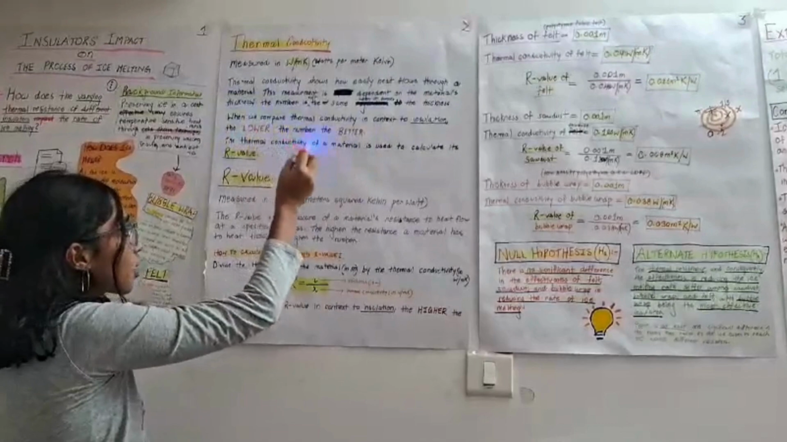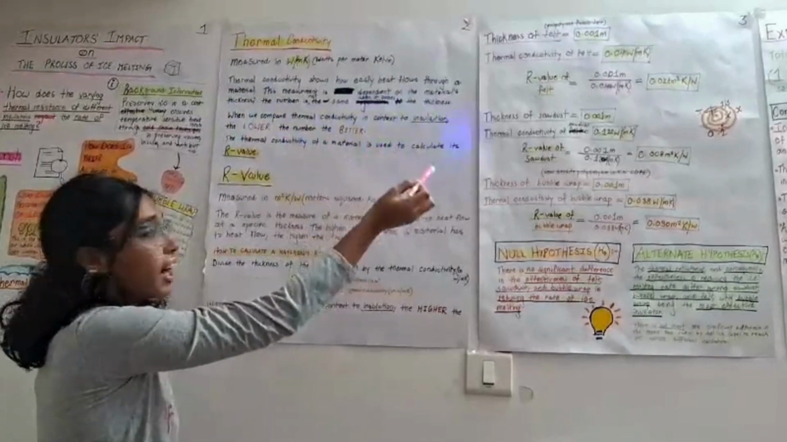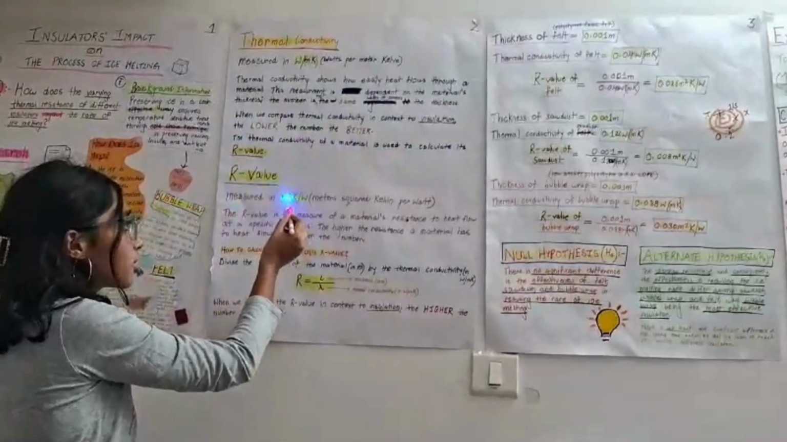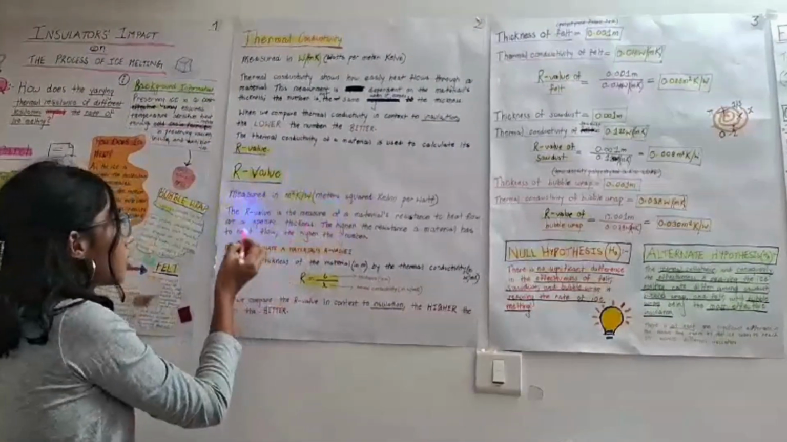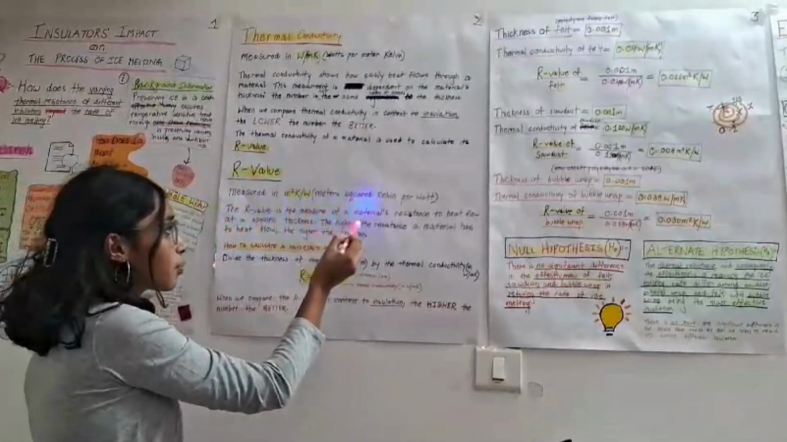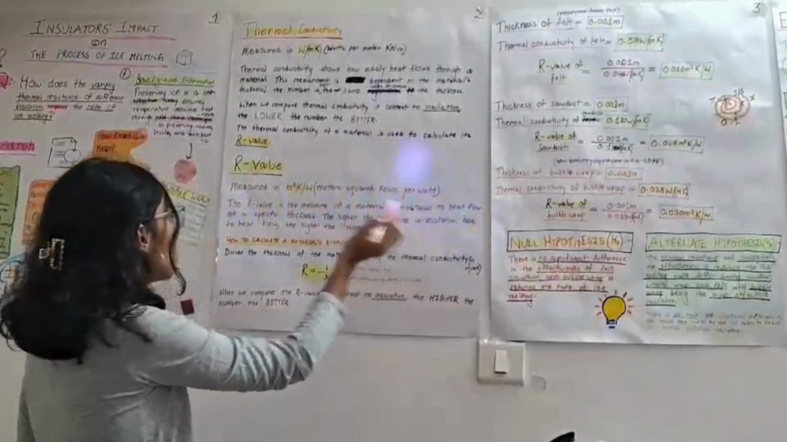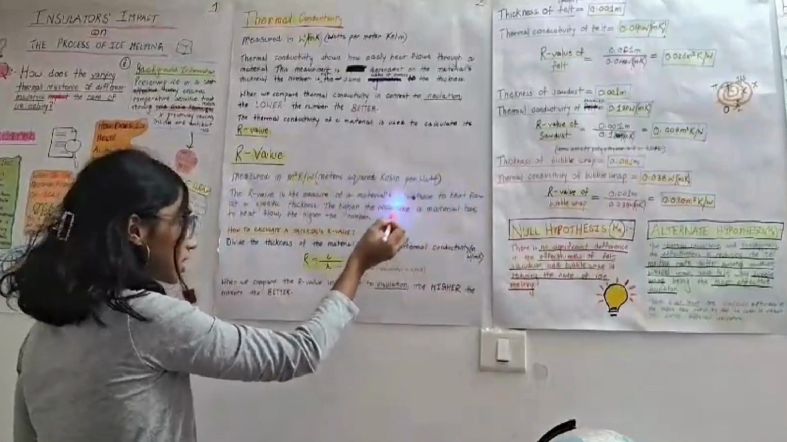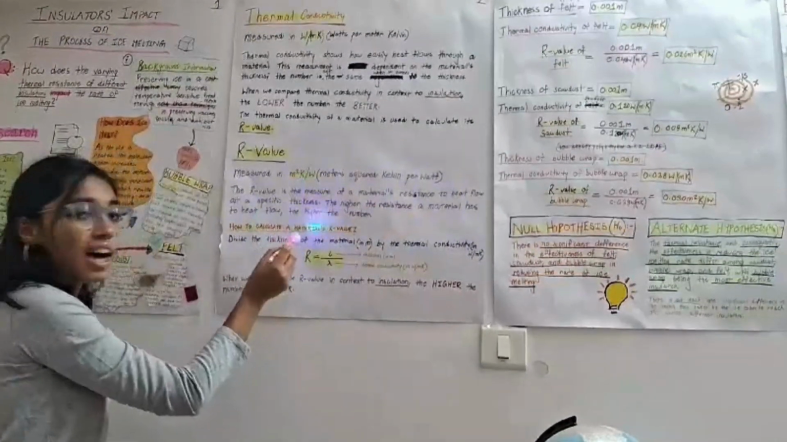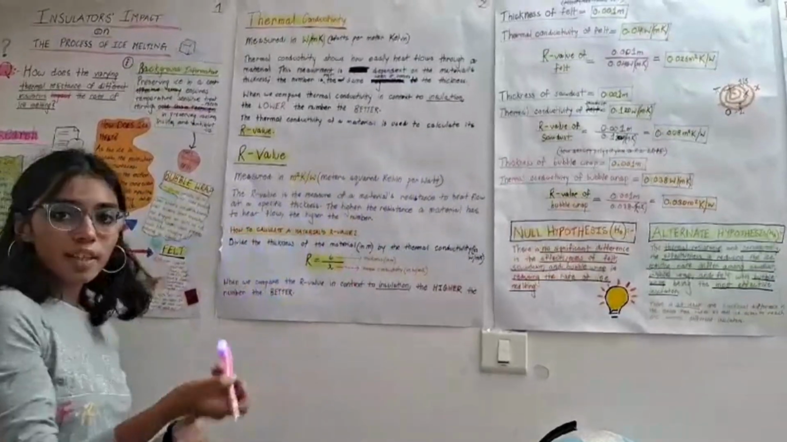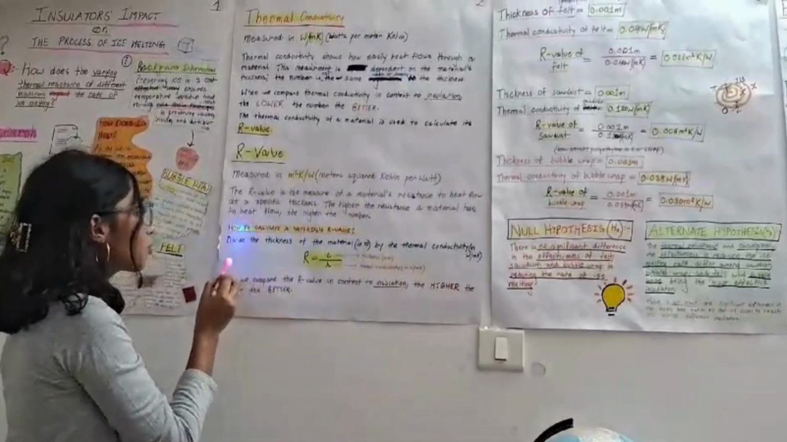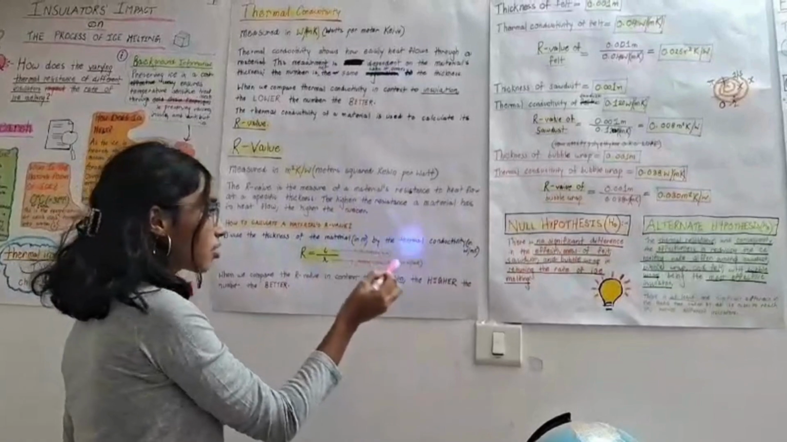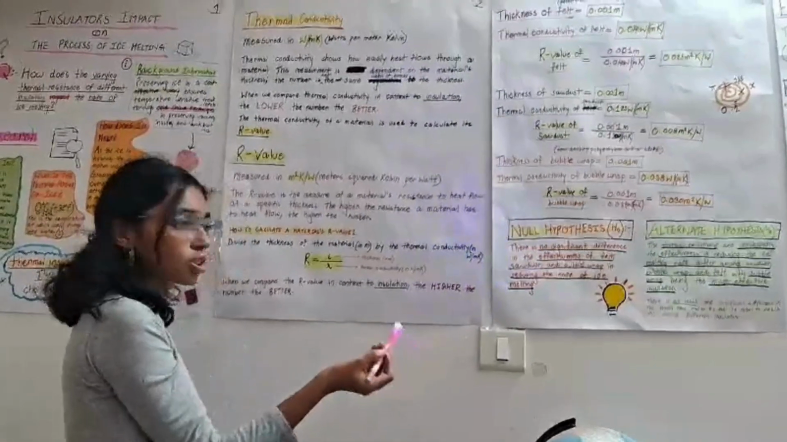The thermal conductivity of a material is used to calculate its R value. Now, what is the R value? Firstly, it's measured in meter square Kelvin per watt. The R value is the measure of a material's resistance to heat flow at a specific thickness. The higher the resistance a material has to heat flow, the higher the number. So how do we calculate a material's R value? We divide the thickness of the material, which is measured in meters, by the thermal conductivity measured in watts per meter Kelvin.